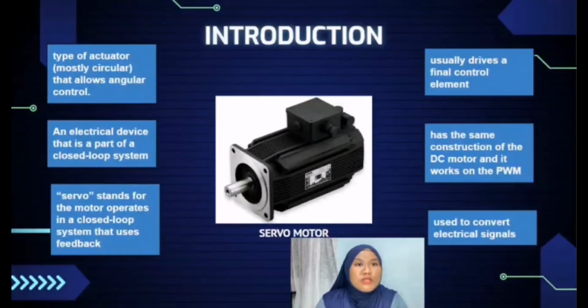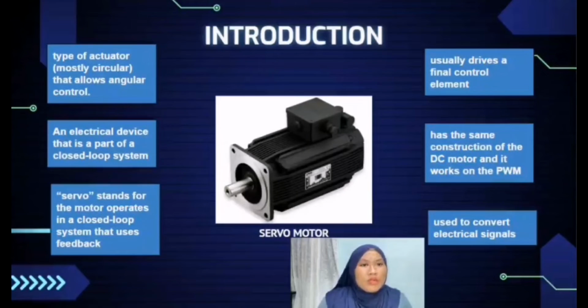So now let's move to the first point, which is the introduction. A servo motor is a type of actuator, mostly circular, that allows angular control. A servo motor is an electrical device that is part of a closed loop system, and it usually drives a final control element.